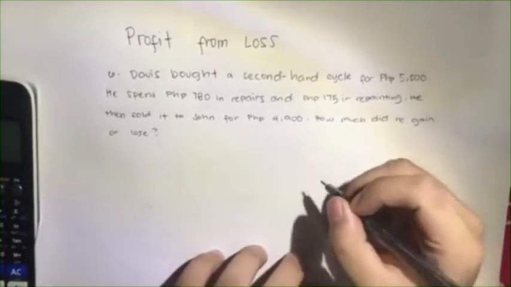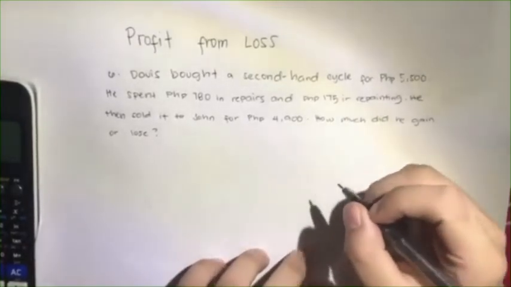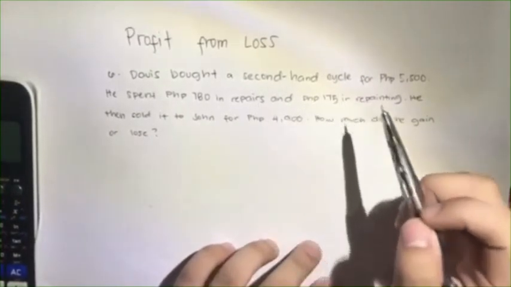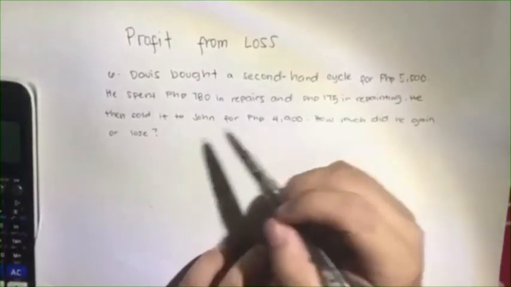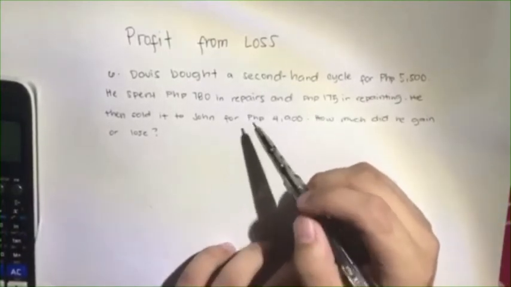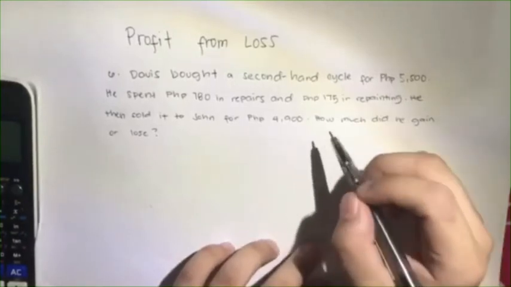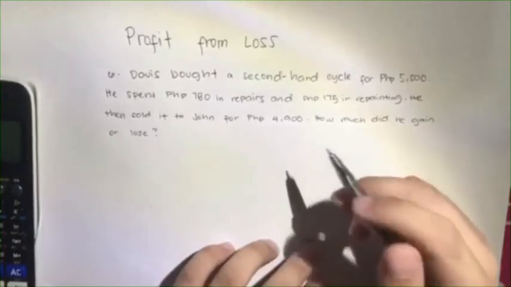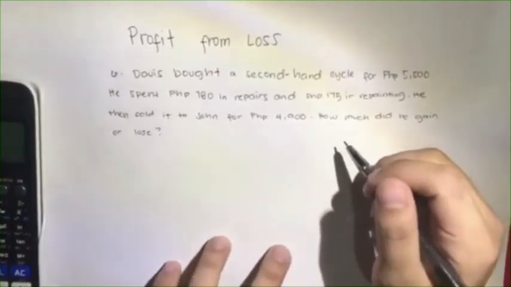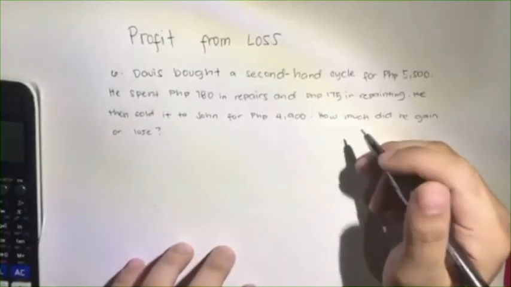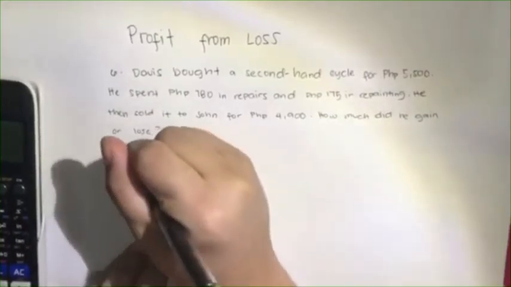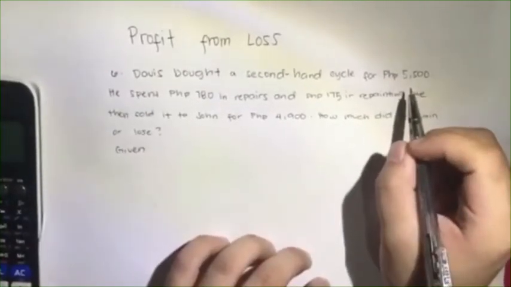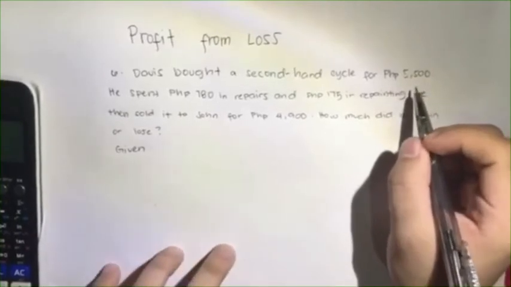So, pupunta tayo sa ating next topic, which is profit from loss. Problem number 6. Davis bought a second-hand cycle for 5,500 pesos. He spent 780 repairs and 175 pesos in repainting. He then sold it to John for 4,900 pesos. How much did he gain or lose? So, identify ulit natin yung mga given na values.